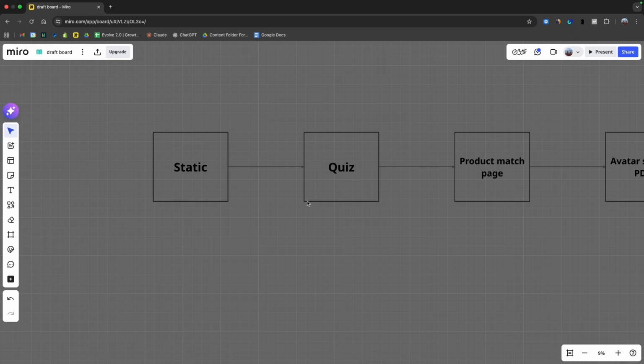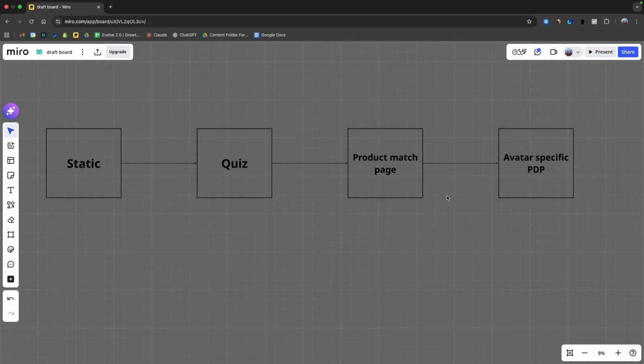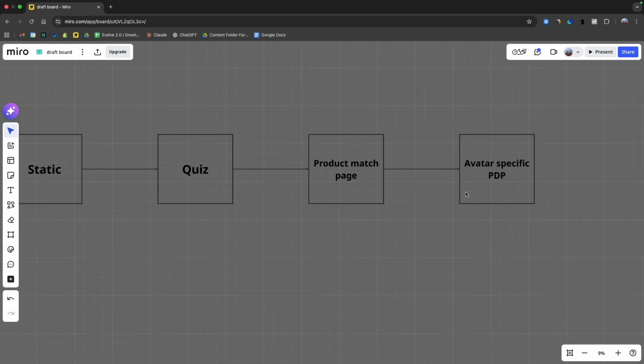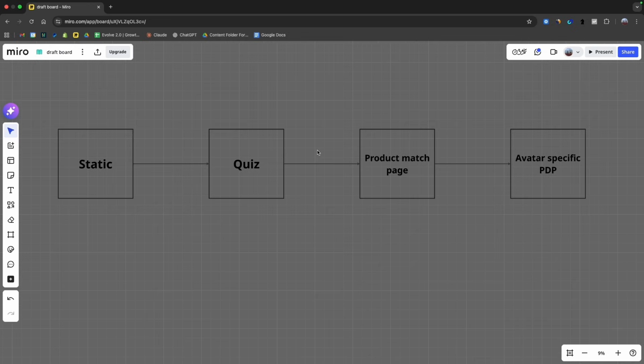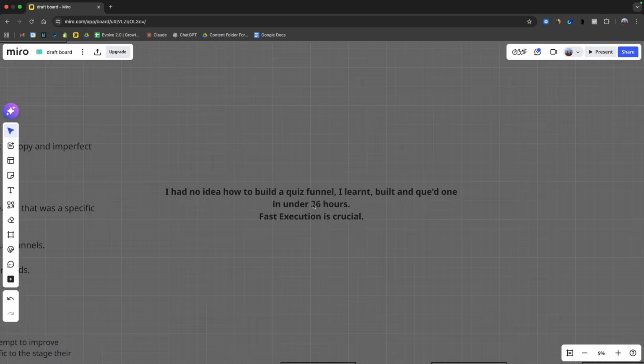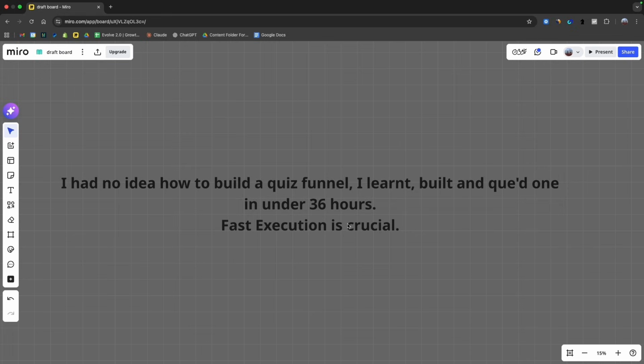Now, all the people that were coming through this quiz were the same avatar. So once they get hit with the product match page, they all end up at the same product page. I wasn't building out 50 product pages here. I just built one, but the visuals and the copy were more tailored towards them directly. So that's why that was implemented. Another important thing to realize as well is I had no idea. I've never built a quiz funnel before this.